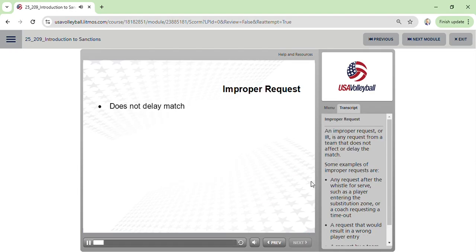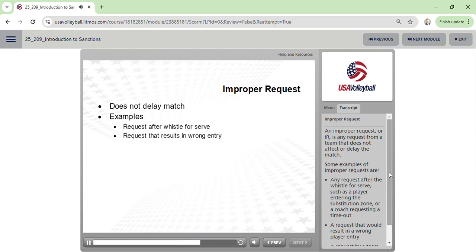An improper request, or IR, is any request from a team that does not affect or delay the match. Some examples of improper requests are any request after the whistle for serve, such as a player entering the substitution zone or a coach requesting a timeout. A request that would result in a wrong player entry. A request by a team member other than the coach or captain.